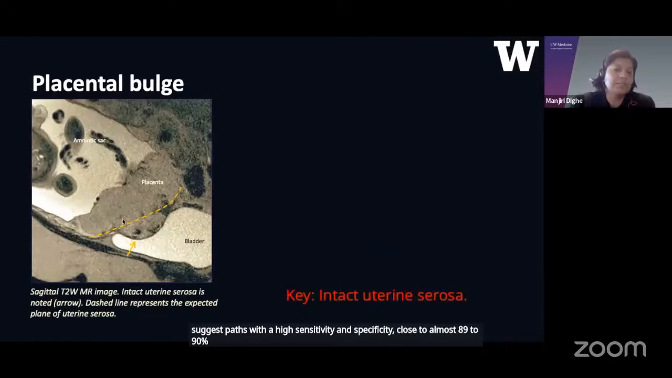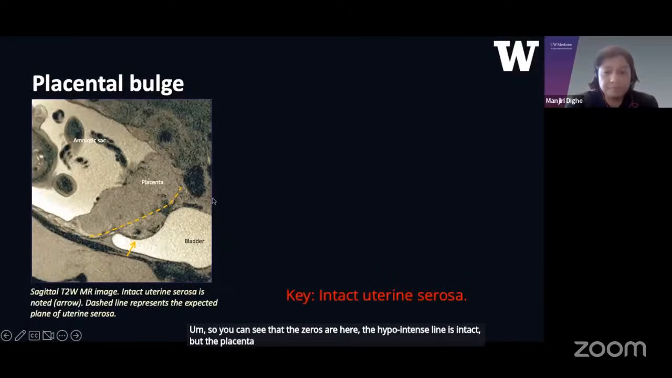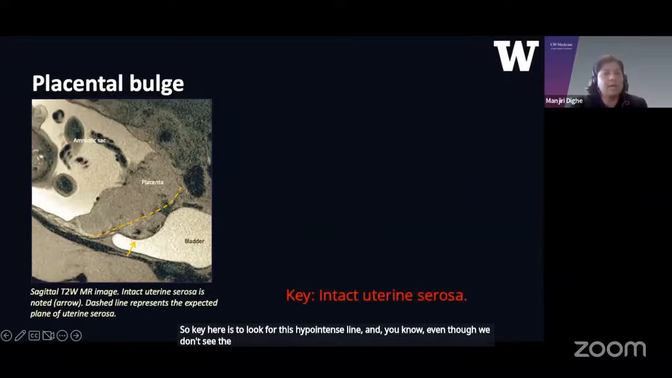So this is an example of placental bulge. You can see that the serosa here, the hypointense line, is intact, but the placenta does bulge out. So key here is to look for this hypointense line, and even though we don't see the serosa directly on MRI, that can be a clue that the serosa is still intact.